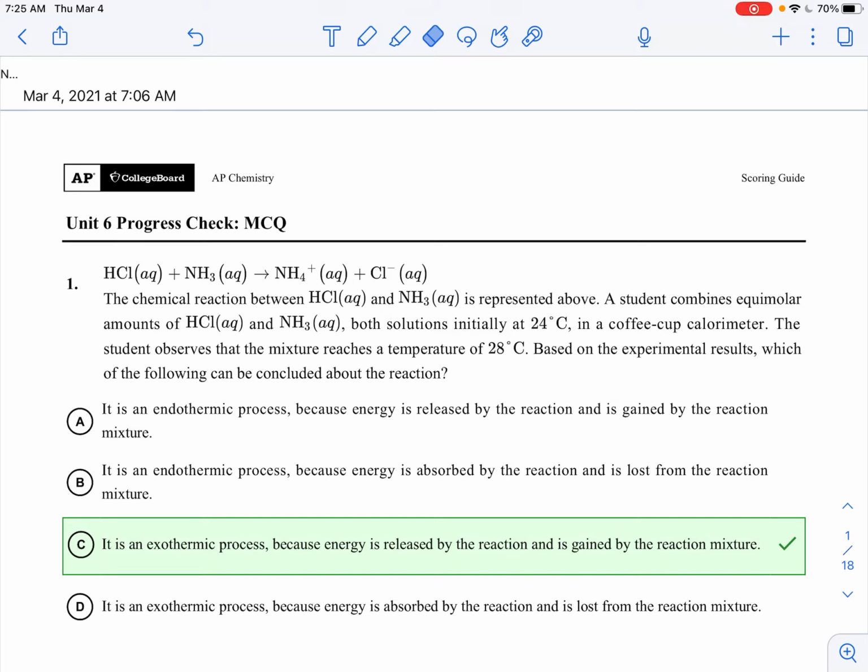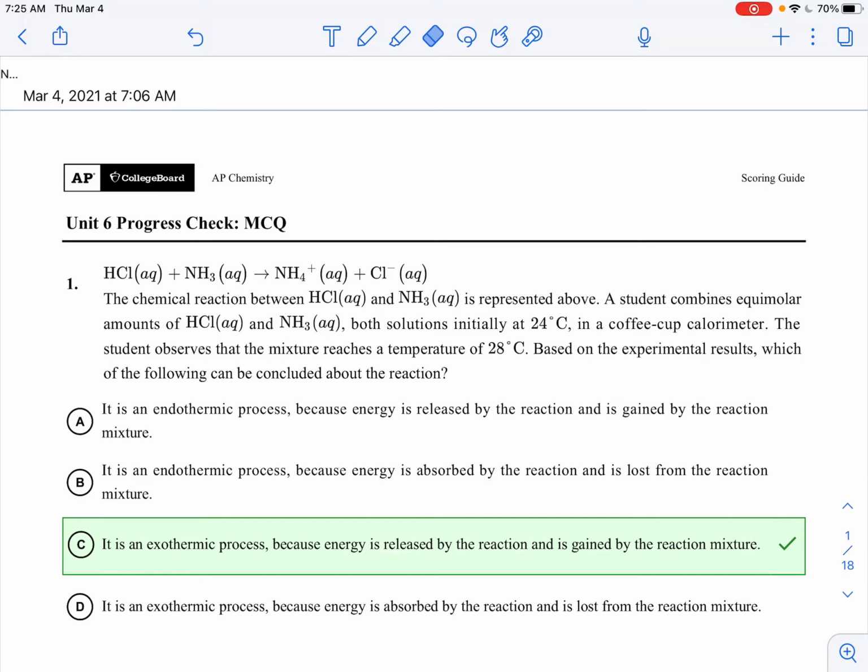So both solutions started initially at 24 degrees Celsius, but then the temperature increased to 28 degrees Celsius. What that tells us is that if the temperature increased, that means heat is being released by the reaction, and that is an exothermic reaction. So A and B are not correct. And then D says it's an exothermic process because energy is absorbed by the reaction. That is not true. What happens is that energy is released by the reaction.